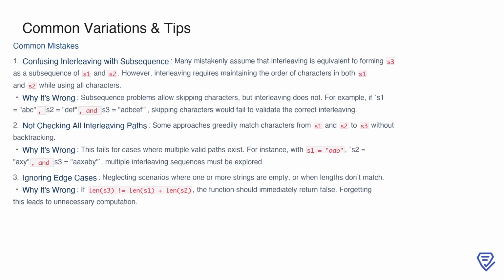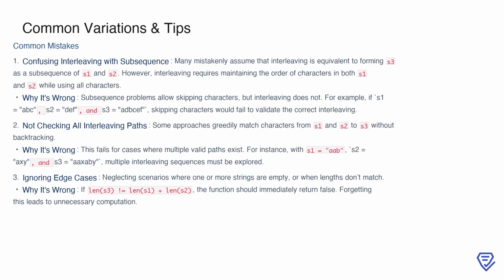Another mistake is failing to explore all possible interleaving paths. A greedy approach might prematurely commit to matching characters from one string without considering alternatives, which could exclude valid interleaving sequences. For instance, with S1 as ob, S2 as axi, and S3 as axib, multiple paths must be considered to validate the interleaving.